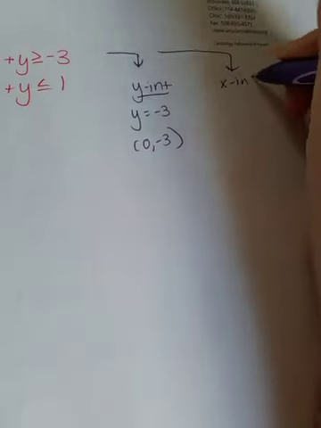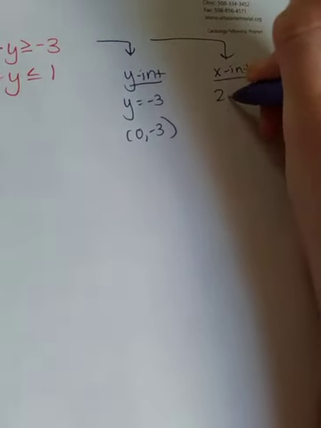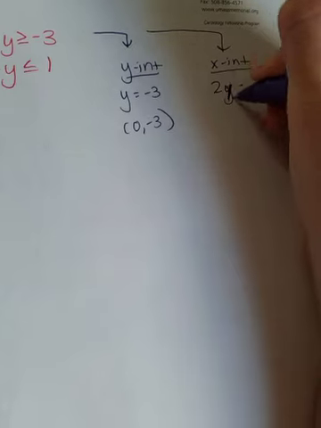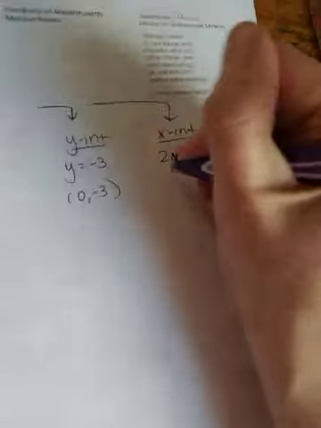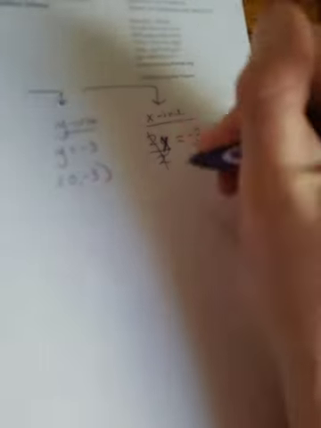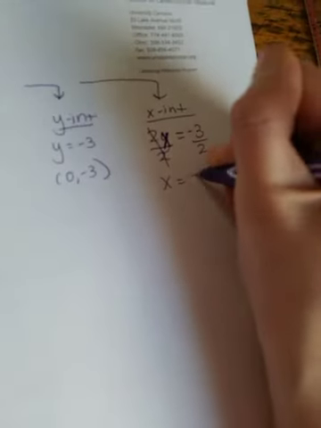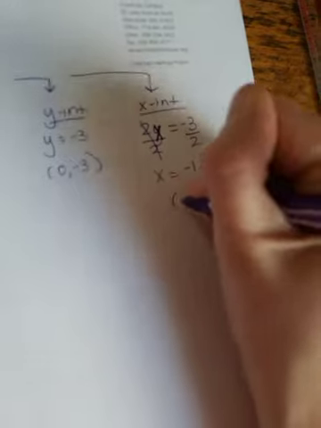Now I'll find the x-intercept. I cover up the y, and I'm solving 2x equals negative 3. Divide both sides by 2. You're going to get x equals negative 3 halves. And I know some of you prefer decimals, that's negative 1.5.